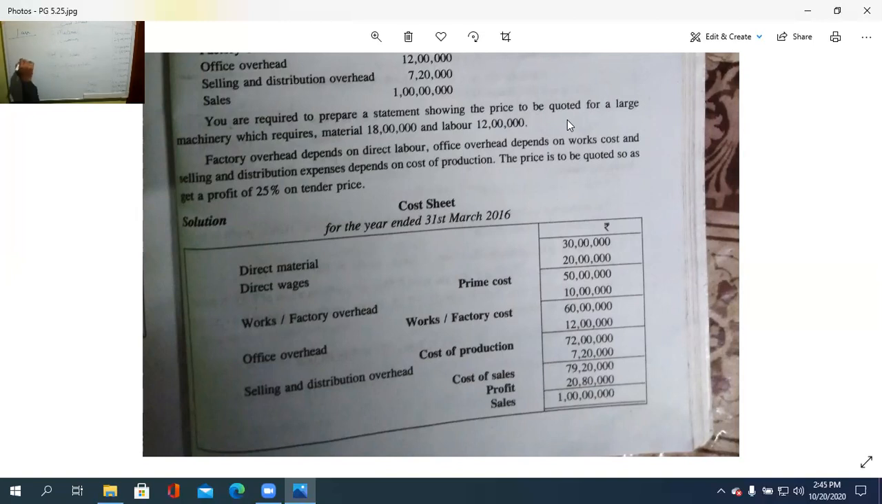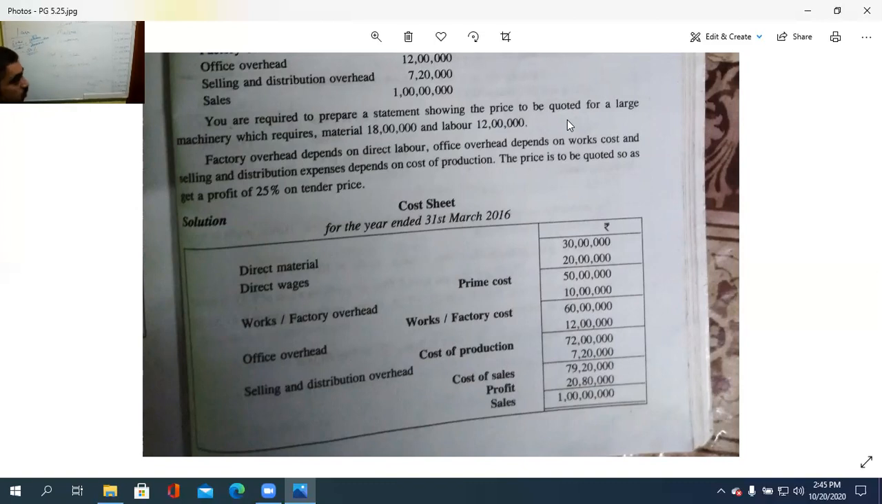firstly, first case is factory overheads upon labor. That is, 10 lakh divided by 20 lakh into 100. So it is how much? 50%, isn't it? So 50%. Second case, what is that?